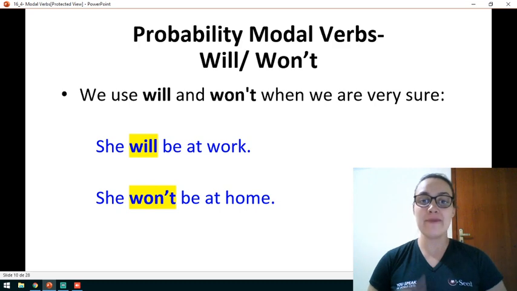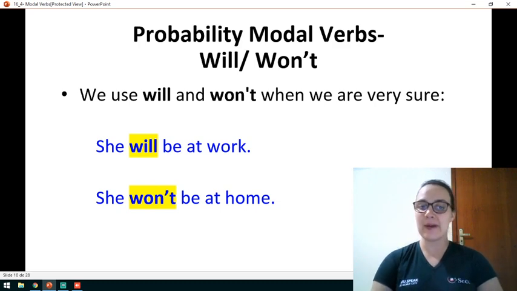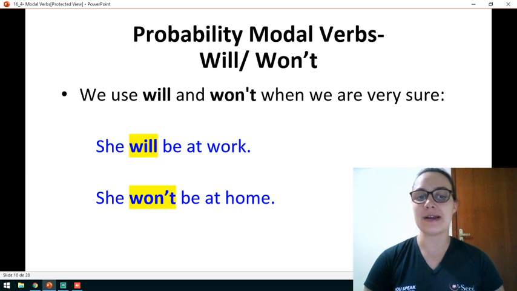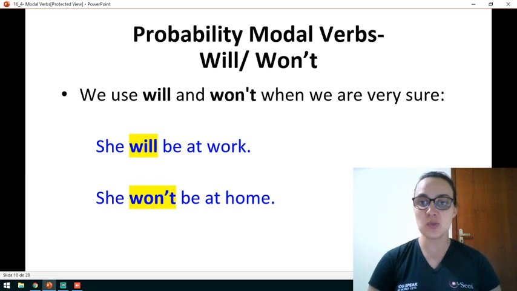So I'm very sure, for example, my mother left the house today at 8 o'clock. It takes half hour to get to her job and it's now 9 o'clock. So I know that she will be at work. Right now, if I call my mother, she will be at work and she won't be home.